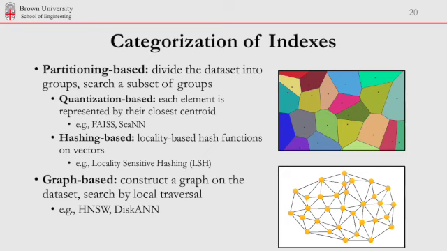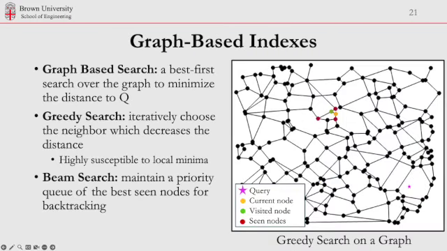But graph-based approaches are very successful in high-dimensional data sets. And so I mentioned that it's a best first search. On each iteration of the search process, it chooses the neighbor that decreases the distance to the query. If you just keep navigating to the neighbor that decreases your distance, that's a greedy search. But that's highly susceptible to local minima. And in high dimensional spaces, we have a lot of local minima.